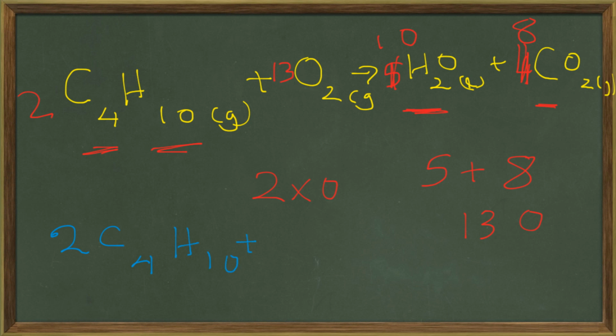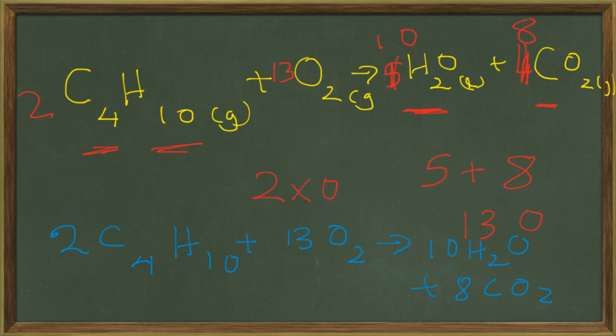2C4H10 plus 13O2 give me 10H2O plus 8CO2. Now let's look at the number of atoms. 8 carbon, 20 hydrogen, see, and then oxygen, 13 into 2, 26.